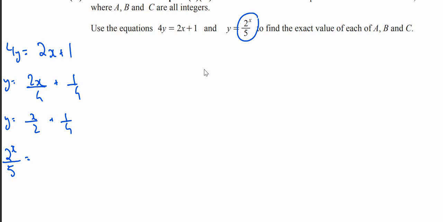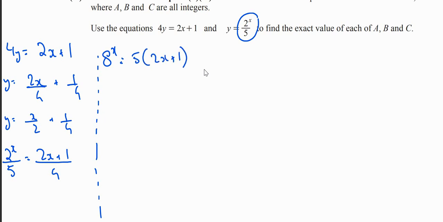So the LCM is going to be 4. So this becomes (2x plus 1) upon 4. Now we will cross multiply. Alright guys, so this becomes, let me write it over here, 4 multiplied by 2 is 8 raised to power x is equal to 5 bracket 2x plus 1. So 8 raised to power x is equal to 10x plus 5.